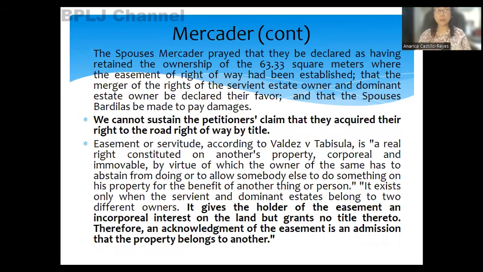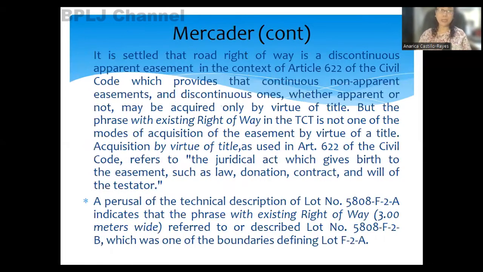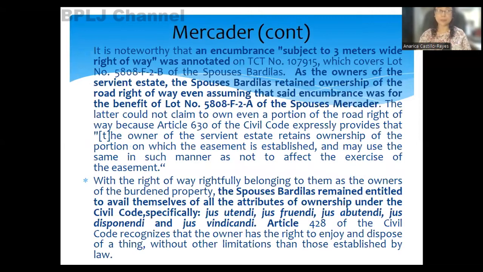However, the Supreme Court ruled that the petitioners' claim cannot be sustained, that they acquired their right to the road right of way by title. An easement gives the holder an incorporeal interest on the land but grants no title thereto. Therefore, an acknowledgement of the easement is an admission that the property belongs to another. An encumbrance of a 3 meters wide right of way was annotated on the title.